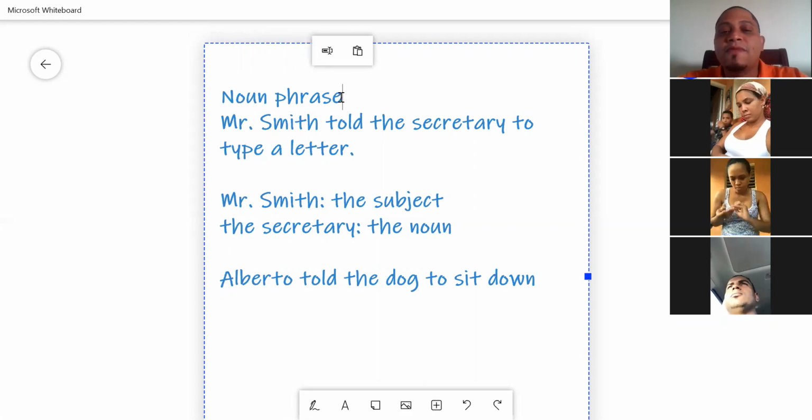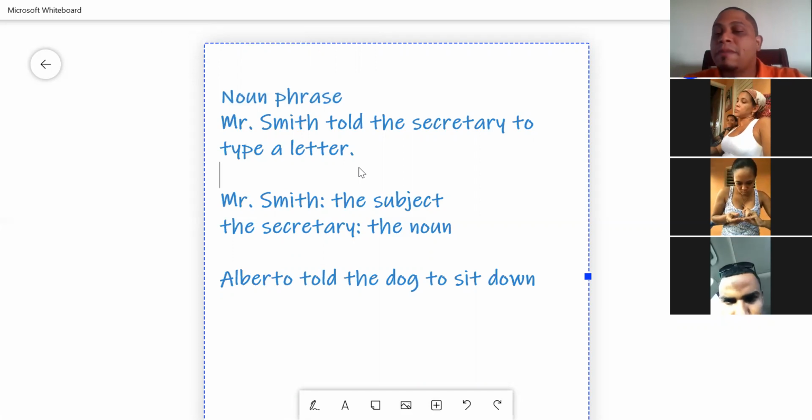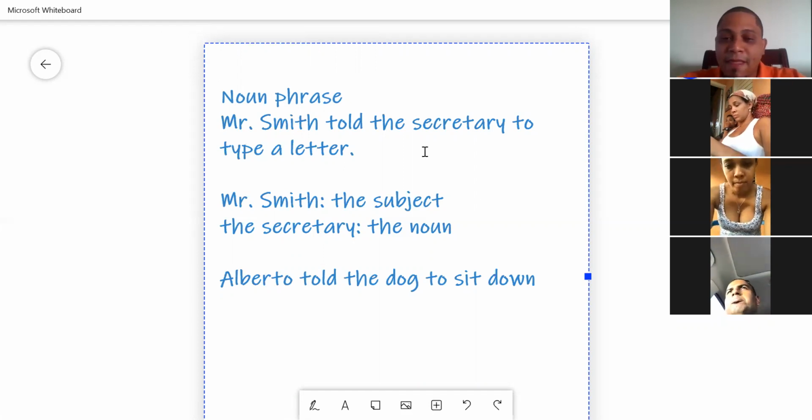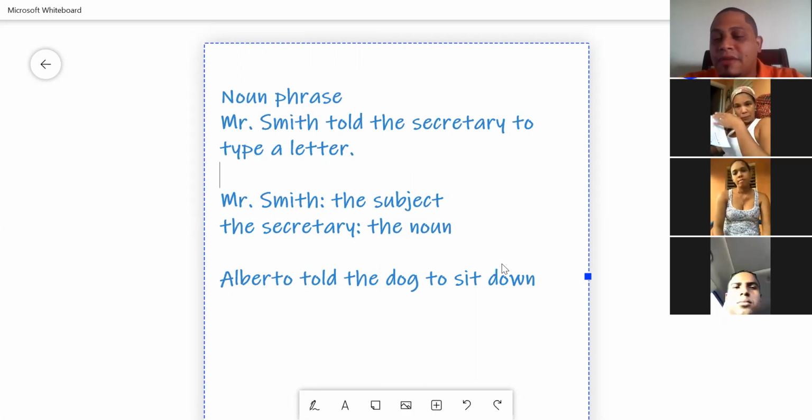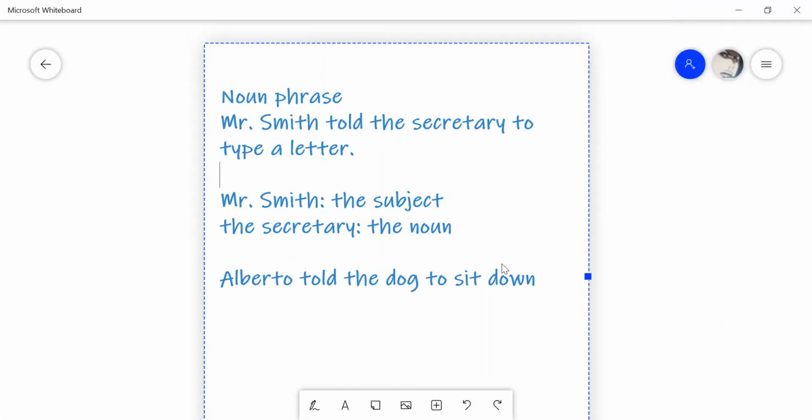So many people get confused with this. A noun phrase is just the other person, the other thing, the other animal that we mentioned in the sentence, which is not doing the action. Let me know if you have a question before I continue. If you have a question, raise your hand so I can answer.